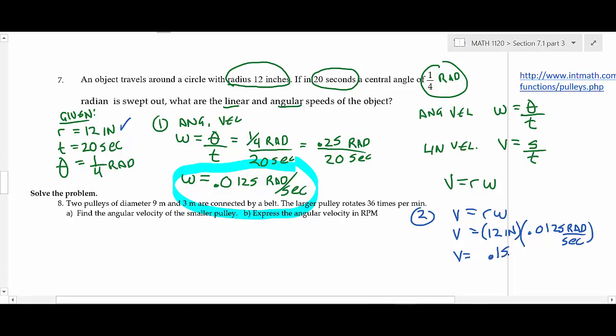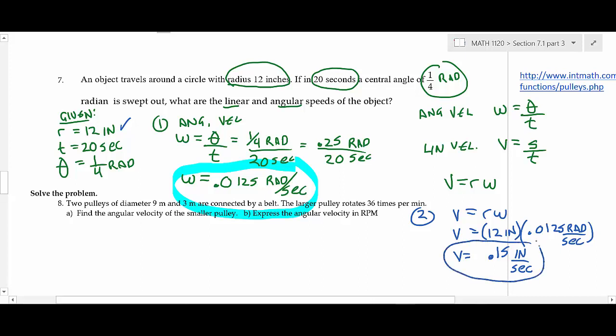But this is important, you need to understand the units. There is no such thing as inch radians per second. Radians is not a unit. That's real important. Radians is a placeholder. Really, a radian measure is just a number. So just disregard the radians, and your answer is going to be inches per second. Think of radians as a placeholder, not a unit. So the final answer on that would be 0.15 inches per second.